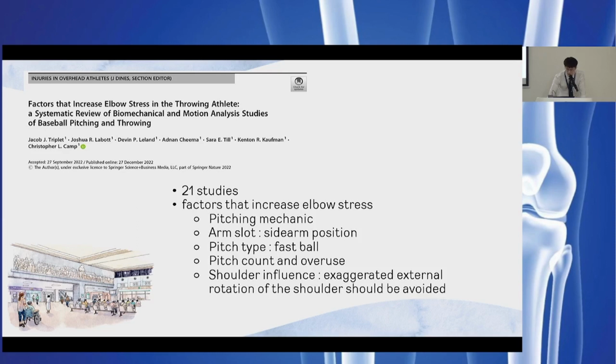There are systematic reviews of biomechanics and motion analysis studies of baseball pitching and throwing. There are 5 factors that increase elbow stress. The first one is pitching mechanics. Second is the arm slot, especially the sidearm position. The next one is the pitch type, especially fastball. The next is the pitch count and overuse. The last one is the shoulder influence.